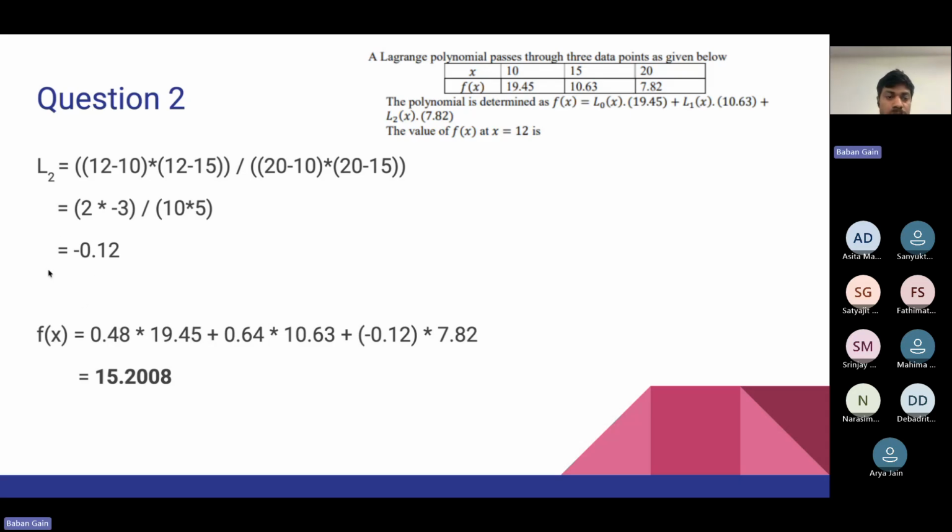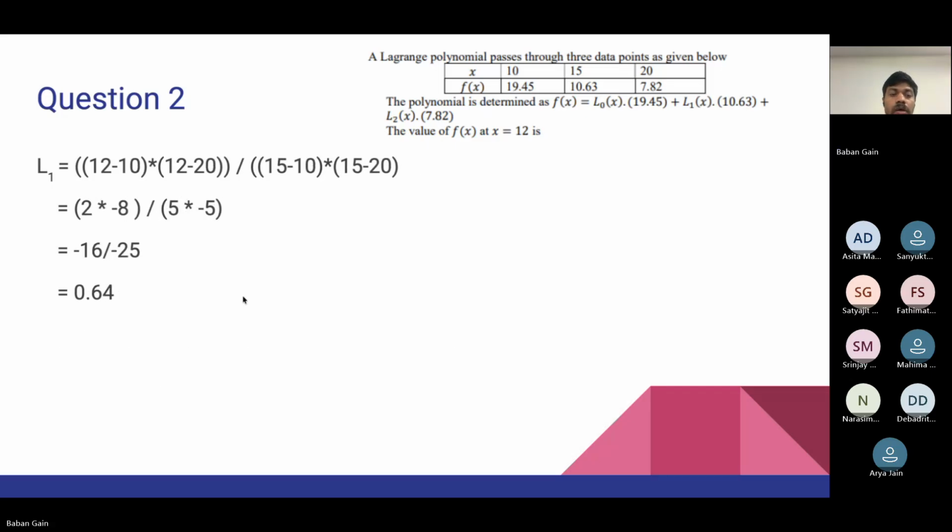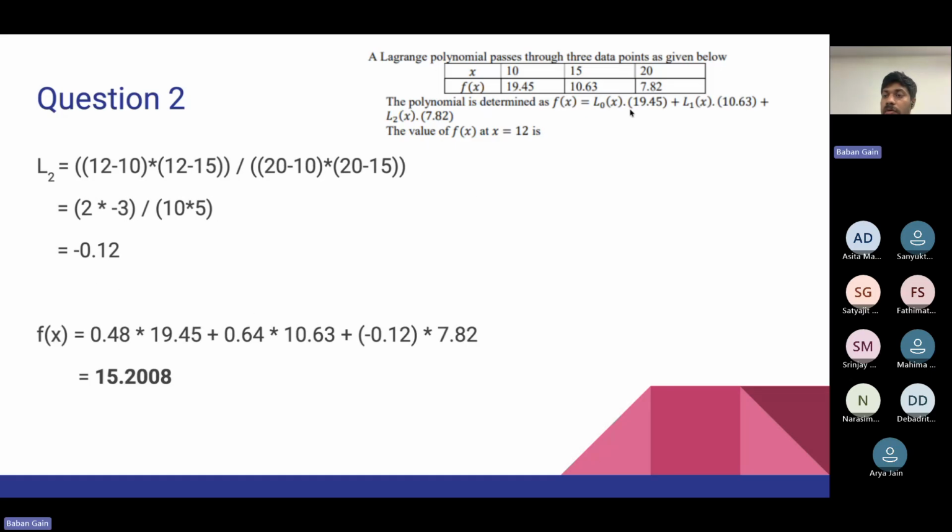So if you put this value into the equations, this is 0.48 into 19.45 plus 0.64, which is the value we got here, into 10.63, which is here, plus minus 0.12, which is like L2 multiplied by 7.82. So if you add this, you will get the final value, which is 15.2008. So your value is a little bit different from whatever is here. Please check. I think you got 14 point something.